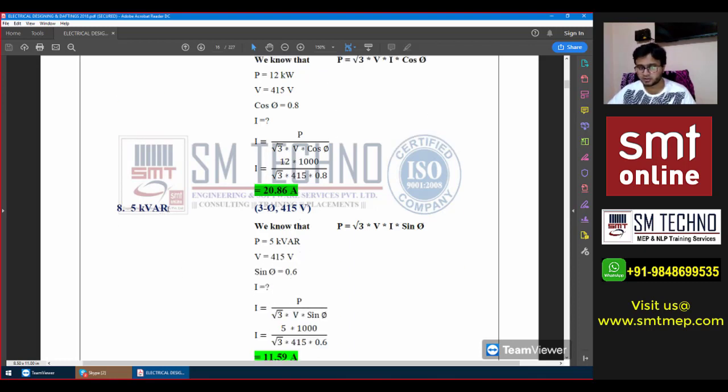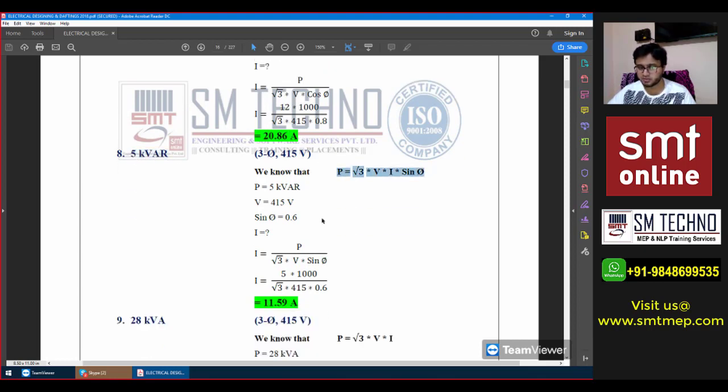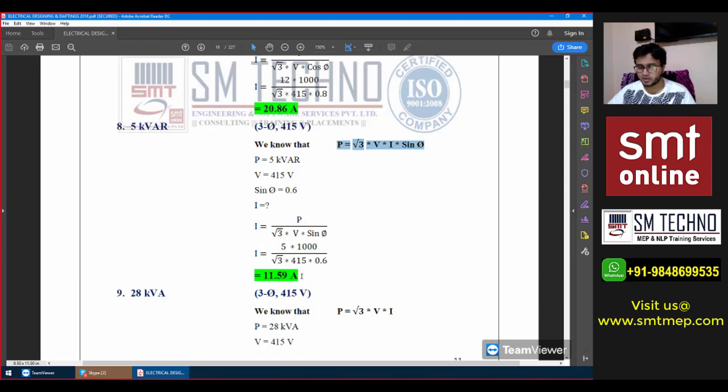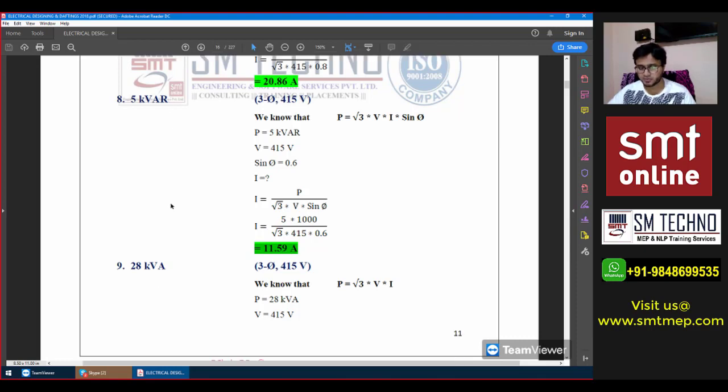Next 5 kVAr, which is reactive power, and there is no single phase here. Directly we have to go for the 3-phase formula: P equal to root 3 VI sin phi. P is 5 kVAr, V is 415, sin phi 0.6. We are getting 11.59 ampere. This much current is required to run this capacitor bank.